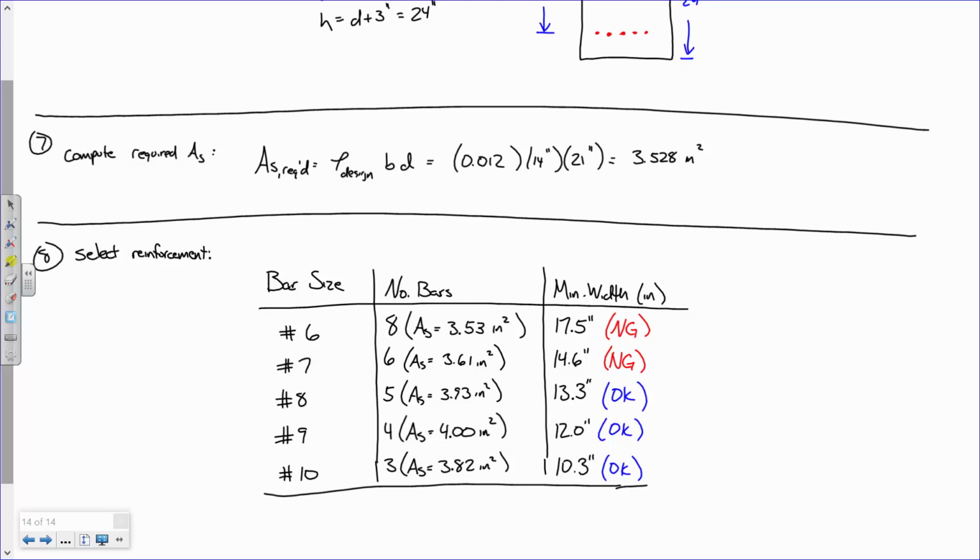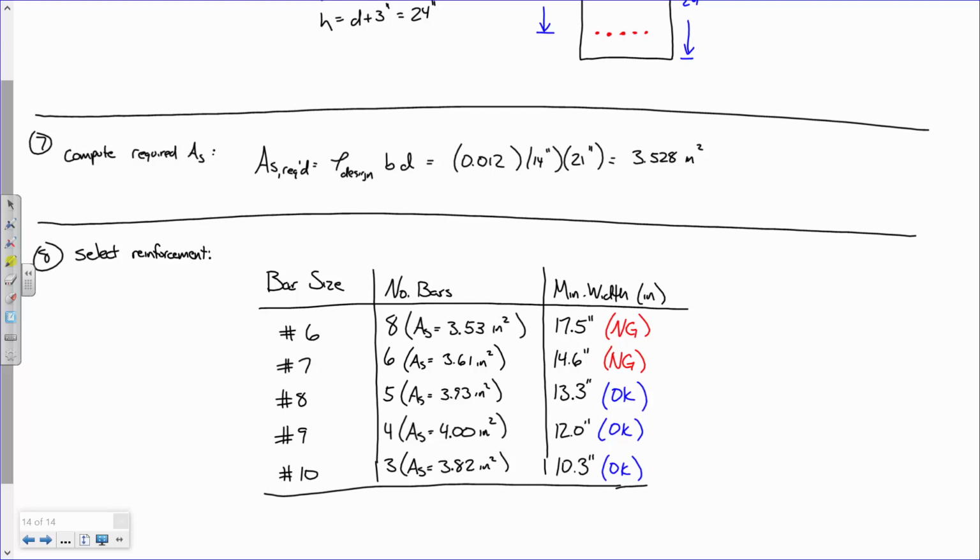Now let's just conduct an academic exercise. Of these 3, which one would you pick? The number 10s. Okay, the number 10s, 3.82. Now let's keep that number in our head. Number 11s, what would our area be? Number 11s, what would the area be?